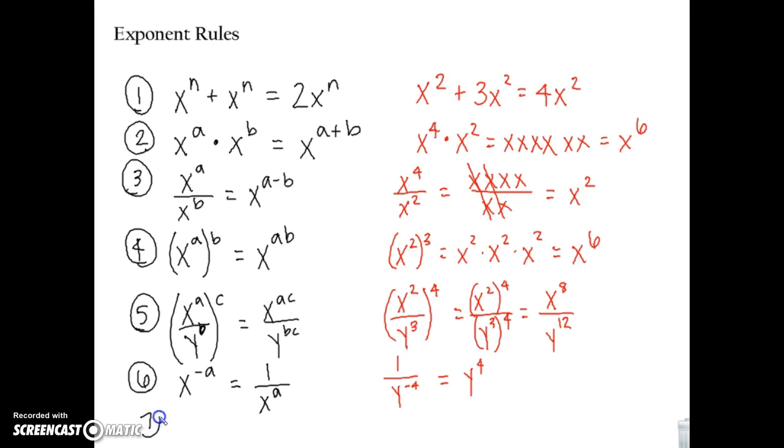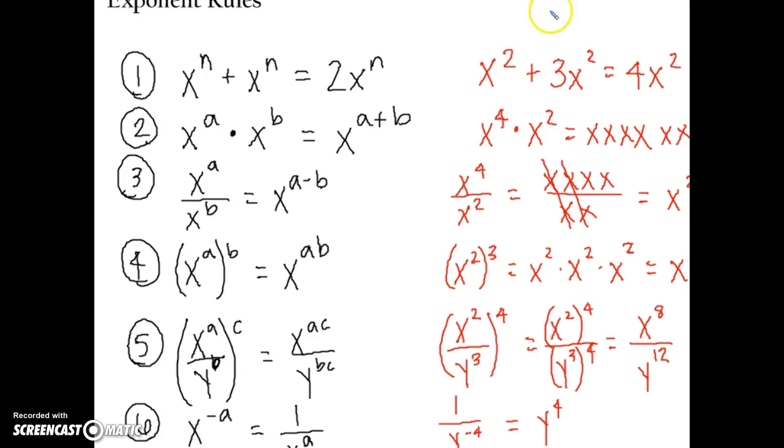And our last rule is if we have something to the 0 power. Anytime you have something to the 0 power, no matter what that base is, it's 1. It's just 1. So you could have some long, drawn-out expression, like 143 times y to the 15th, yada, yada, yada, to the 0 power. It's just 1.